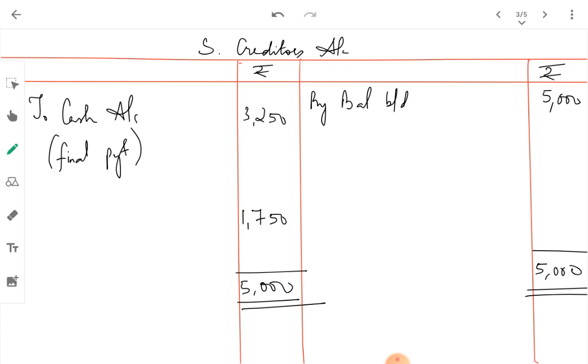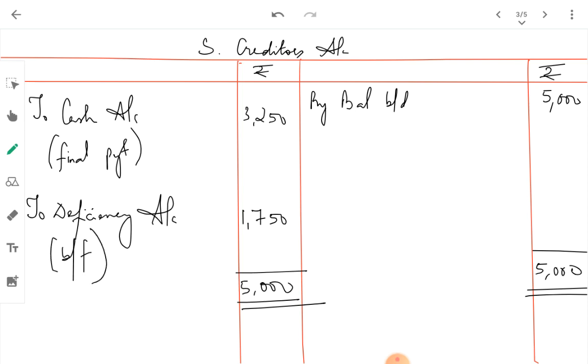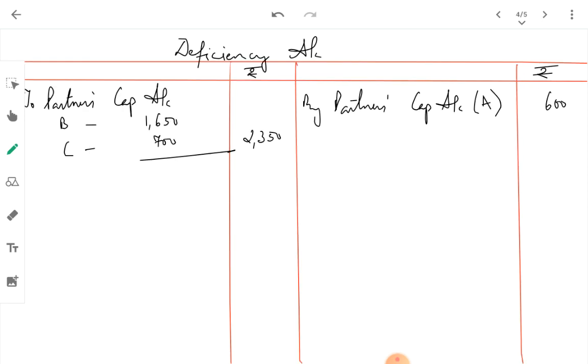1,750. Now this particular balance, the amount that you're seeing here, rupees 1,750, is an amount which will remain unpaid because none of the partners have money. They're all declared insolvent. So this particular amount will be a deficiency which is transferred to deficiency account. Fine. And with this, remember, this is our balancing figure. So with this, we have also closed our sundry creditors account and we'll move to our deficiency account.